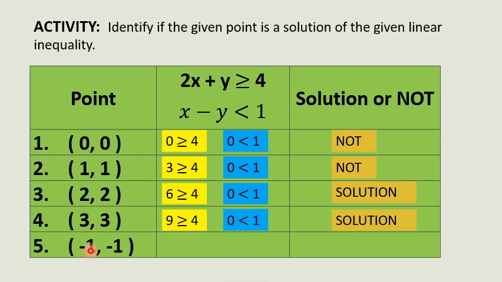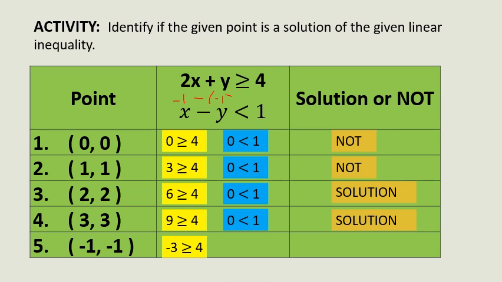For number 5, going to substitute negative 1. 2 times negative 1 is negative 2. Then we substitute for y negative 1, negative 2 and negative 1 is negative 3. Then copy the symbol and the number. This is negative 3 greater than or equal to 4. And therefore for x minus y, take note, the x here is negative 1. So let's write. And then we have the sign, the subtraction, and for y is negative 1.